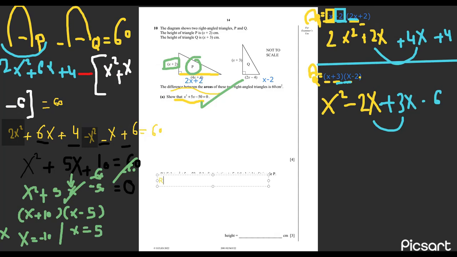Let's reject negative 10, since it has no negative length. Okay. So now the value of x is equal to 5, and the height of P would be 5 plus 2, because it is x plus 2, so it equals 7. Okay, let's see the next.